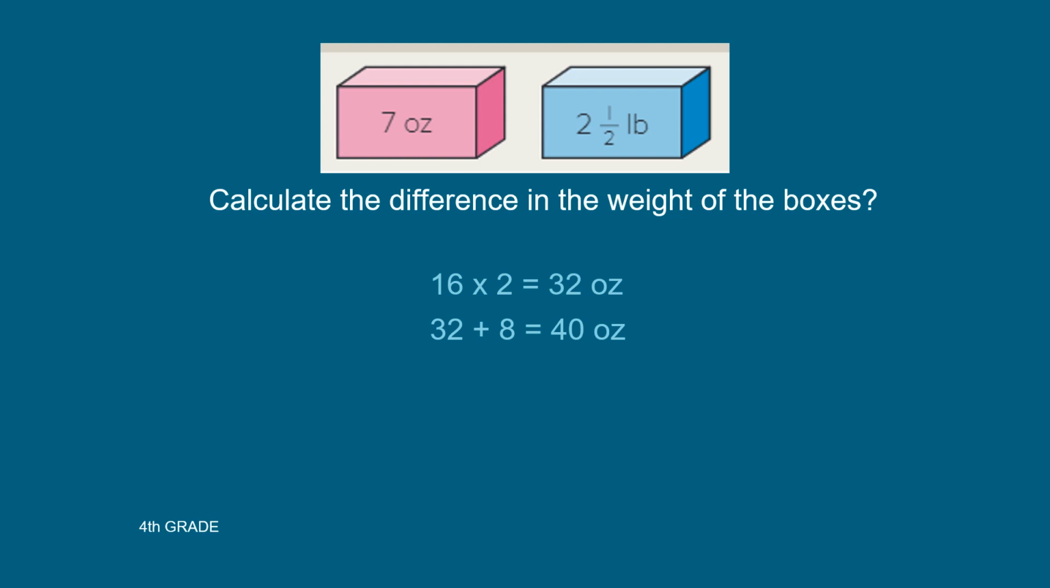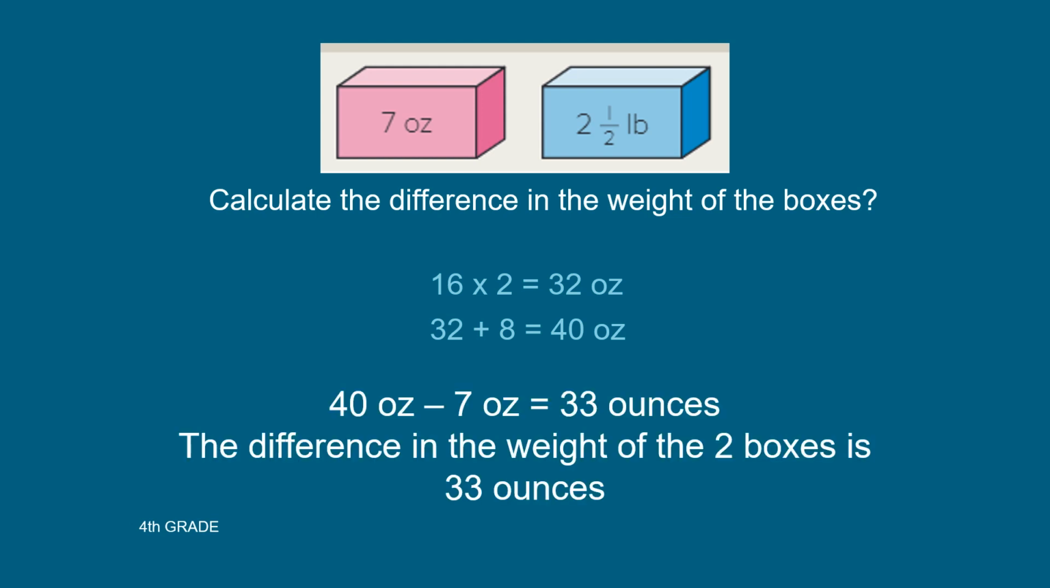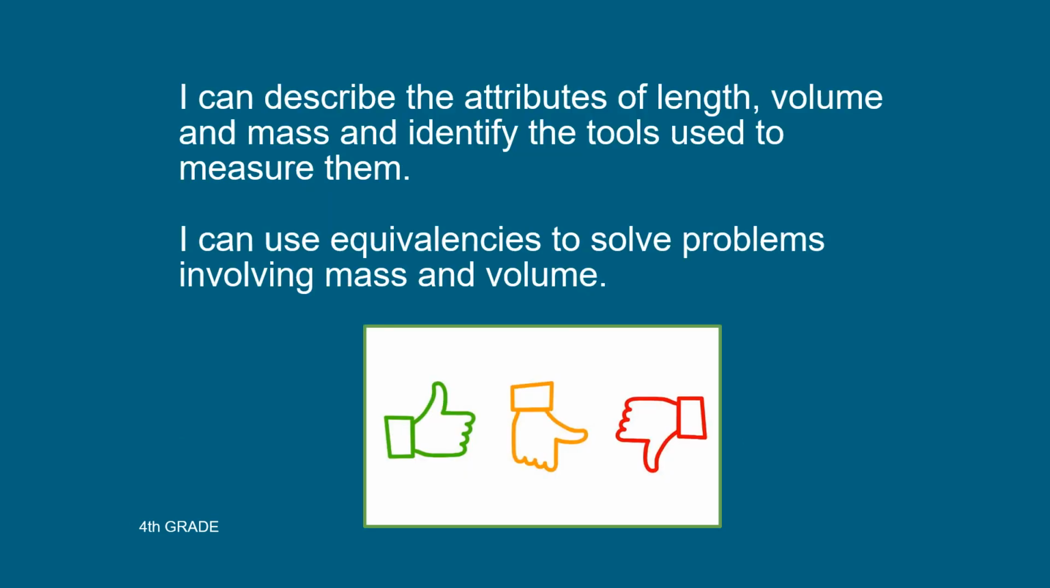To find the difference between 40 and 7, I am going to subtract. 40 ounces subtract 7 ounces equals 33 ounces. The difference in the weight of the two boxes is 33 ounces.